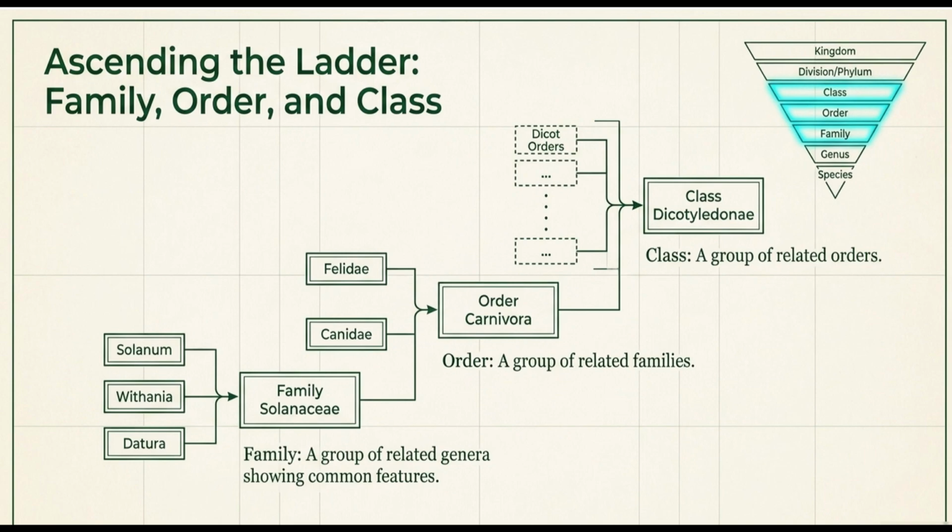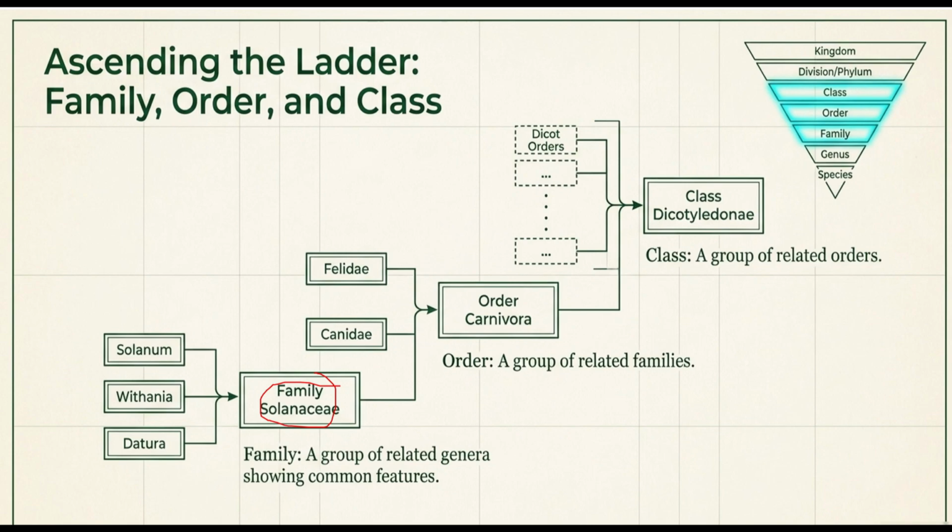Okay, now let's check family, order, and class. What is a family? A family consists of one or more related genera. Members of a family share many common features, right? For example, the family Solanaceae includes genera like Solanum, Withania, and Petunia. Okay, so that is what we mean by family. Clear? So family is a group of related genera showing common features. Clear?